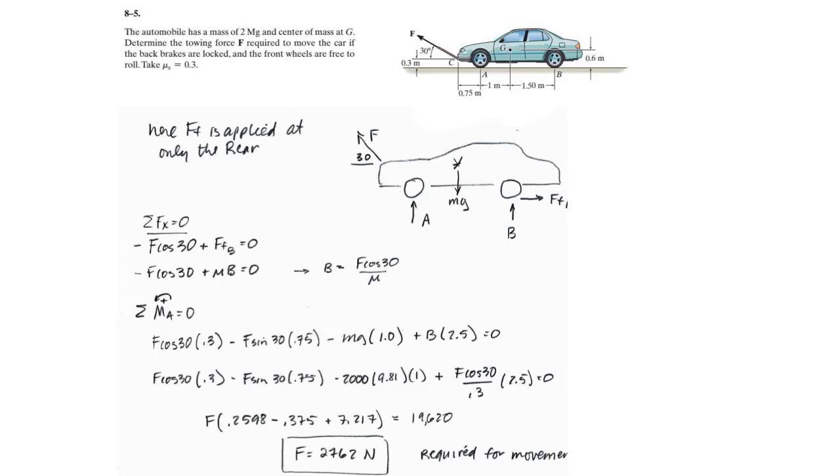That's equal to 0. So now I have two equations, two unknowns, a B and an F. I can set this equal to B or plug this B into here, and then solve for the pulling force, which is 2762.